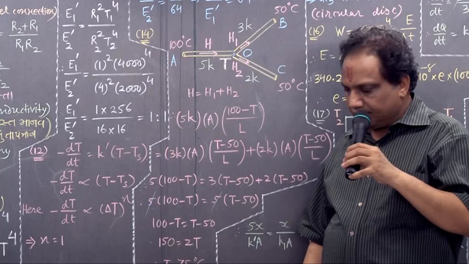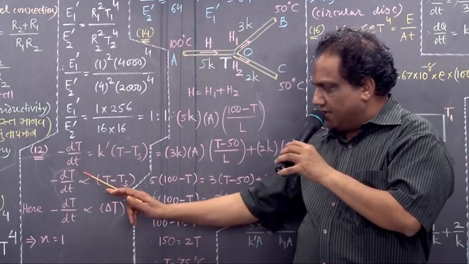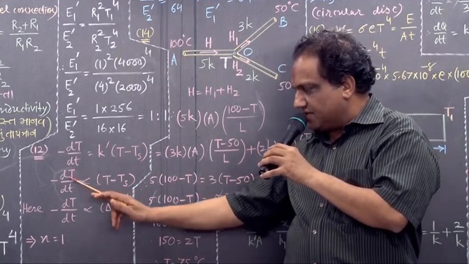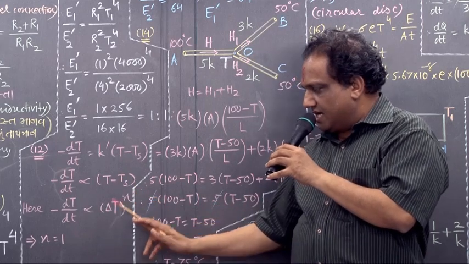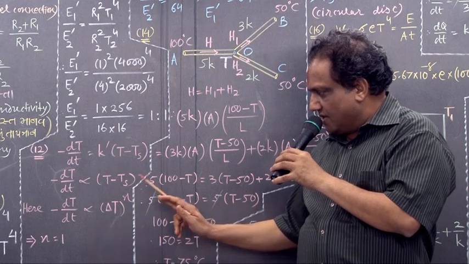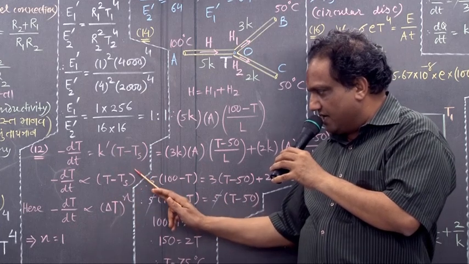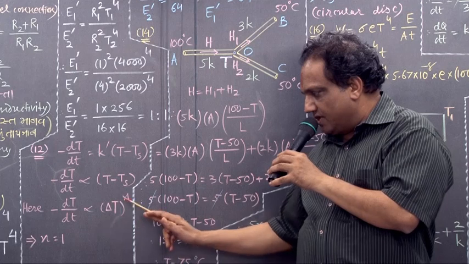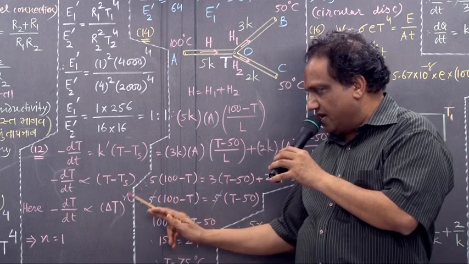Now tell me, are the left hand sides the same? Yes. And then the right hand side you can compare. What is this? Change in temperature. What is this? Change in temperature. But what is the power here? Here it is 1. And here also change in temperature, but power is n. So n is 1.